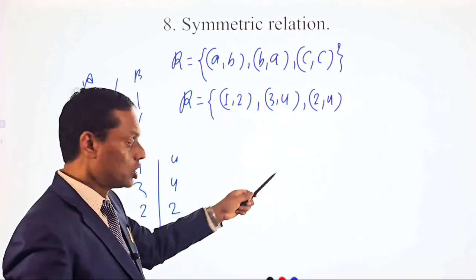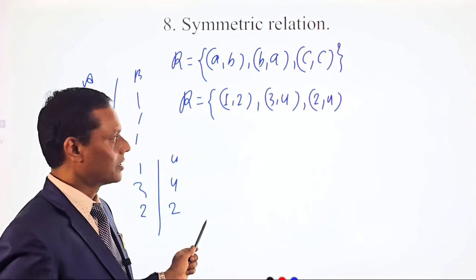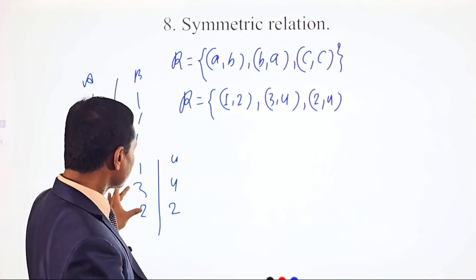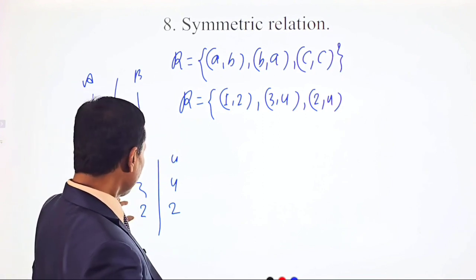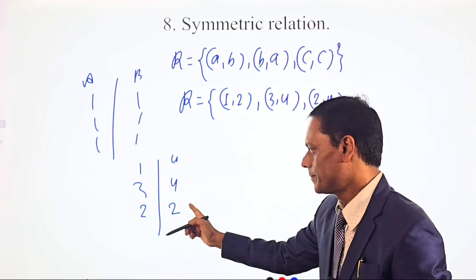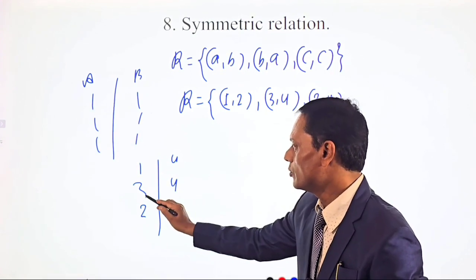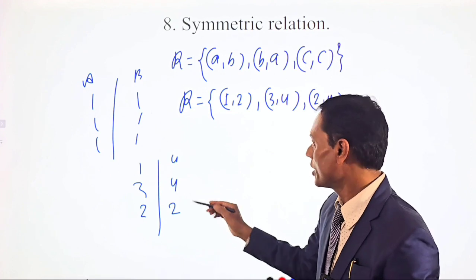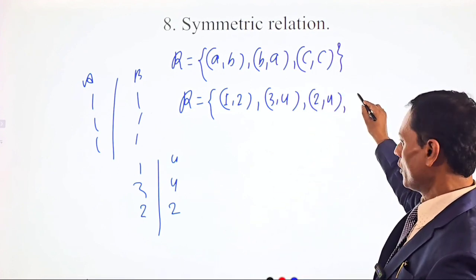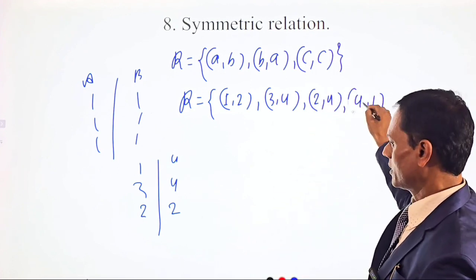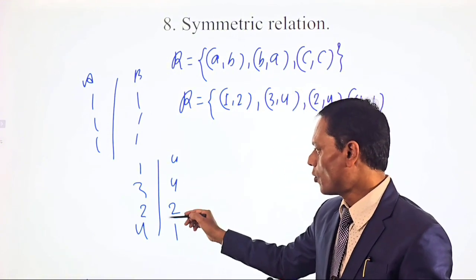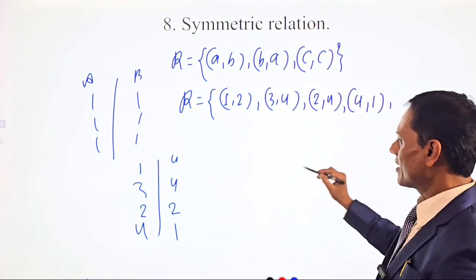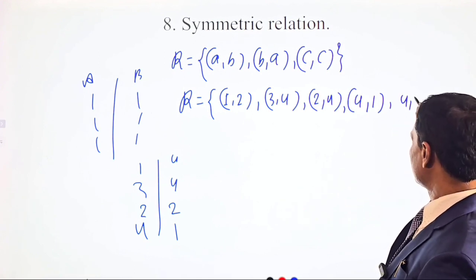So it's not symmetric. So how to make it symmetric? We have to make symmetry. We have to add 4 at the left hand side and 1 at the right hand side. Similarly, 3 we have to add at the right hand side. So we can write here 4 comma 1, right? So 4 is added here, 1 is added here. Now 4 is still remaining, then we can write here 4 comma 3.